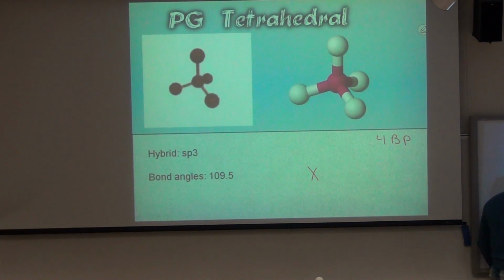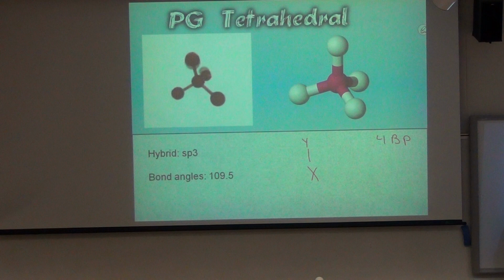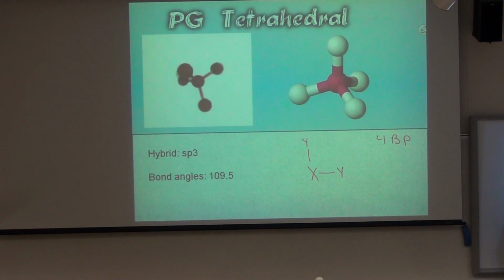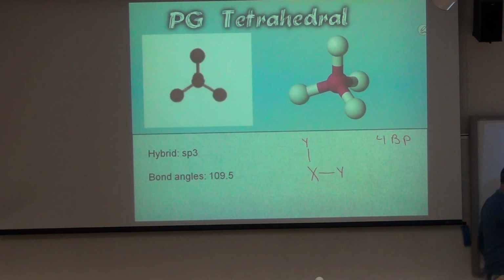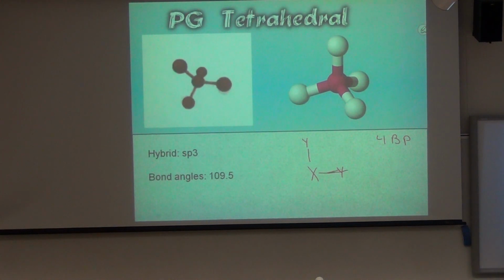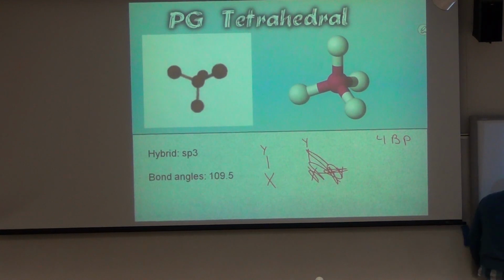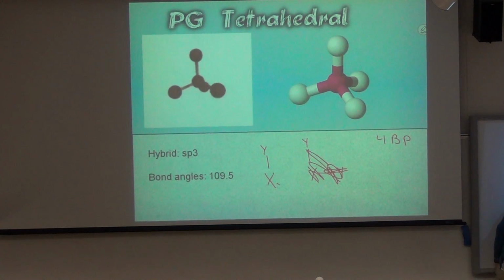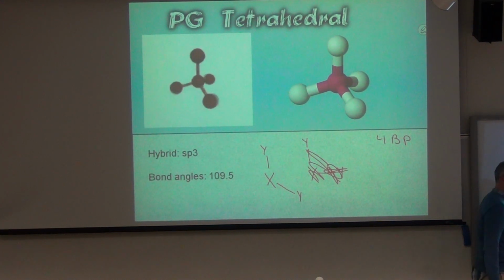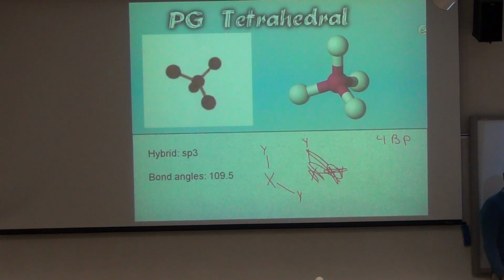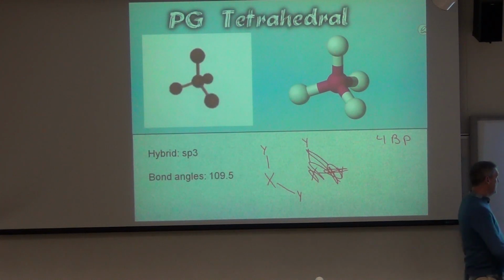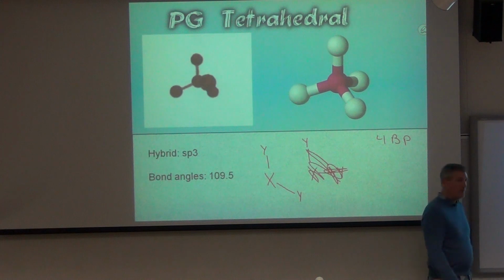So X is our central atom. Y goes up vertically. The other one that's in the same plane goes down a little bit. It really doesn't matter whether you draw this one that's in the same plane to the left or the right. But ultimately you're going to have to show one that comes out of the page.